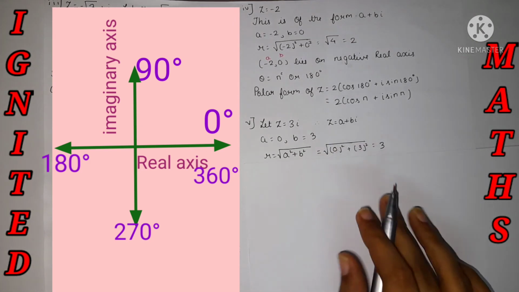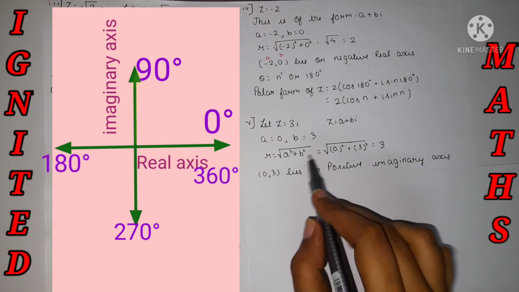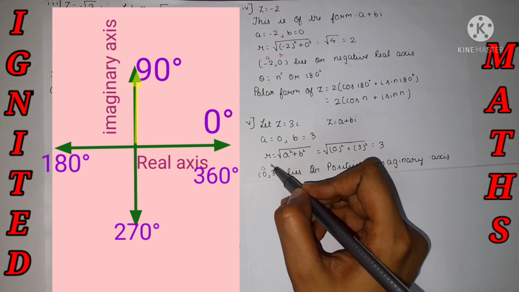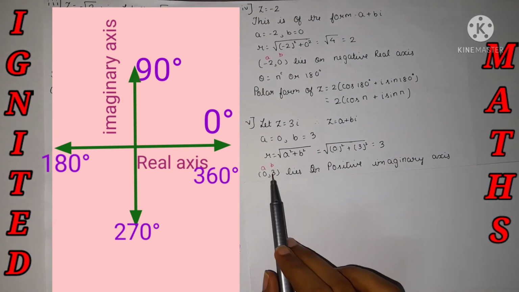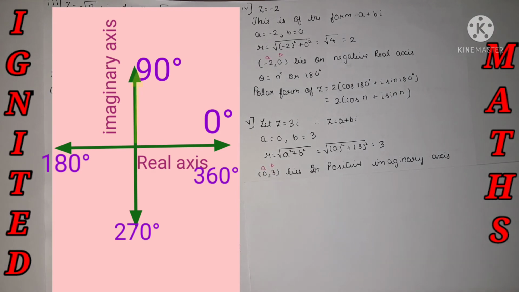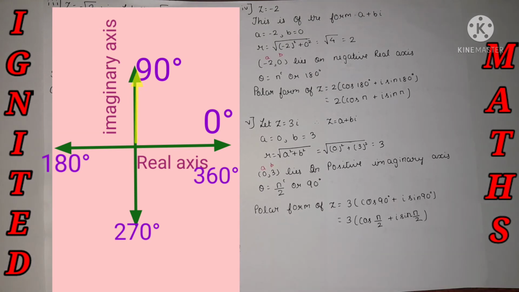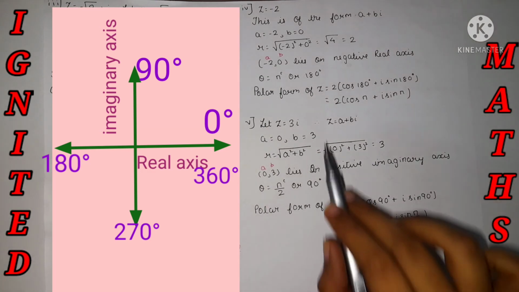Now it is in the form 0 comma 3. My a part is 0 and my b part is equal to 3, so it lies on the positive imaginary axis. The 3 has a positive sign, so it is on the positive imaginary axis, which is nothing but the vertical axis. So the value of theta on the positive imaginary axis will be 90 degrees or pi by 2 radian. In a very easy way we can find the value of theta if it's lying on the coordinate axis, the real or imaginary axis, as we have done here.